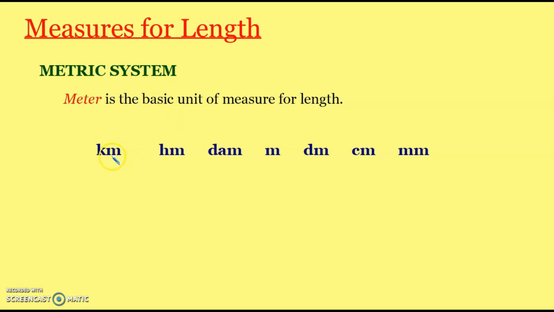So km stands for kilometer, hm for hectometer, dam for decameter, m for meter, dm for decimeter, cm for centimeter, and mm for millimeter. In our metric converter, as the unit goes farther to the right, it becomes smaller. We are dealing with smaller units. And as you move farther to the left, you are about to reach the biggest unit of measure. Okay? So let's start.